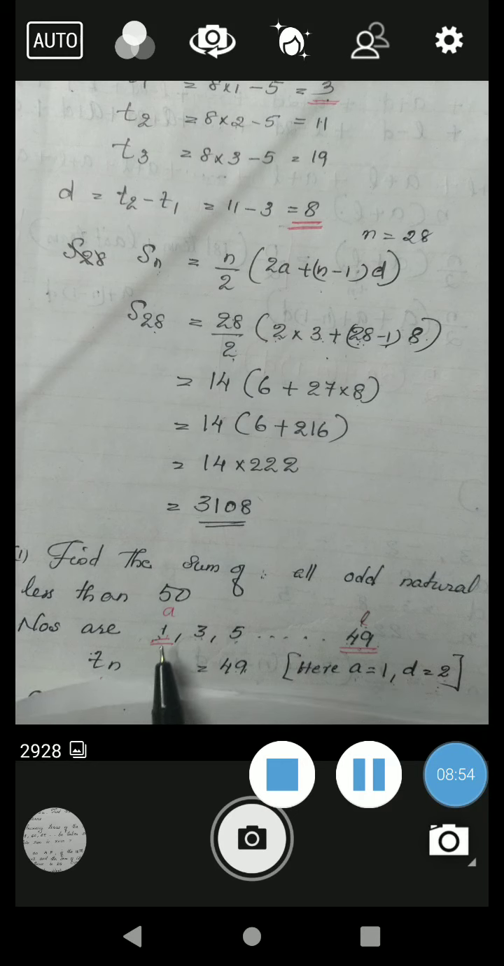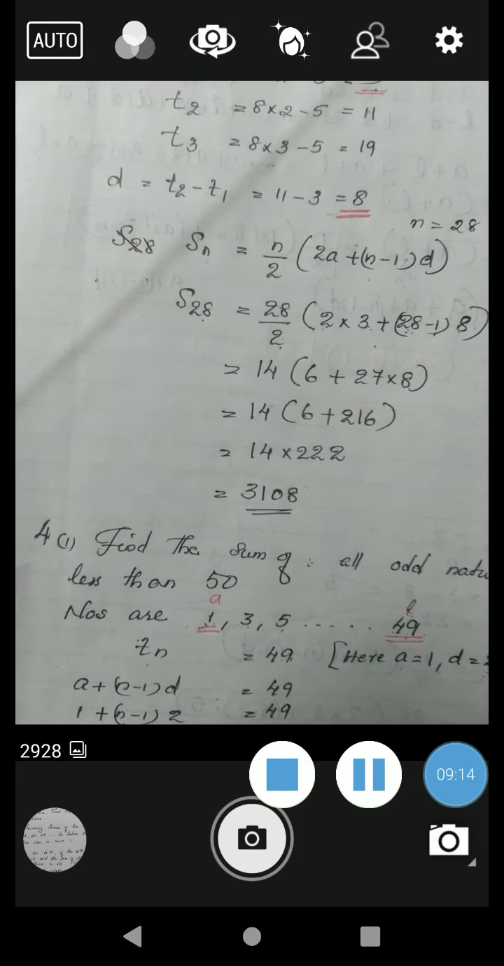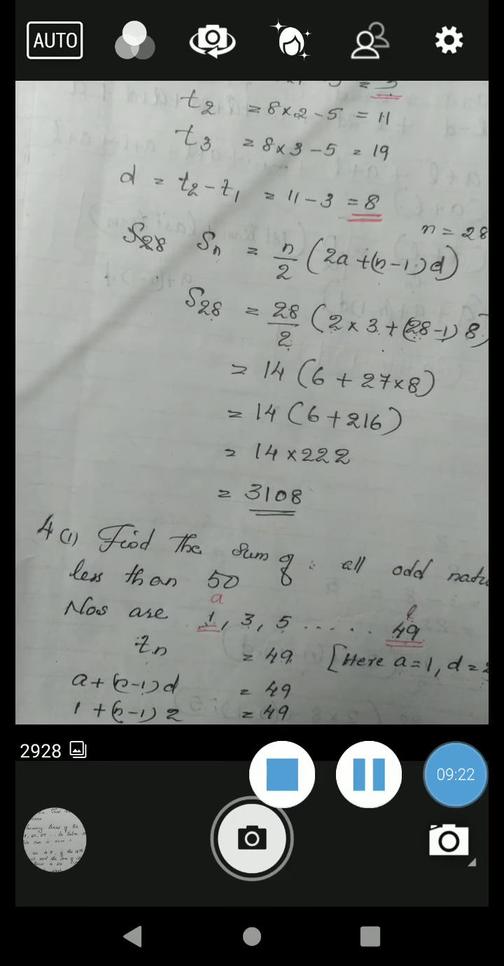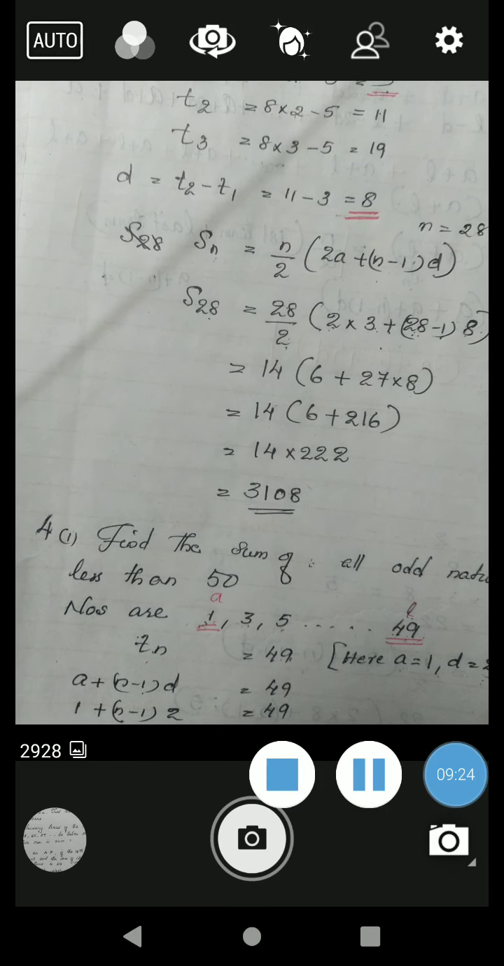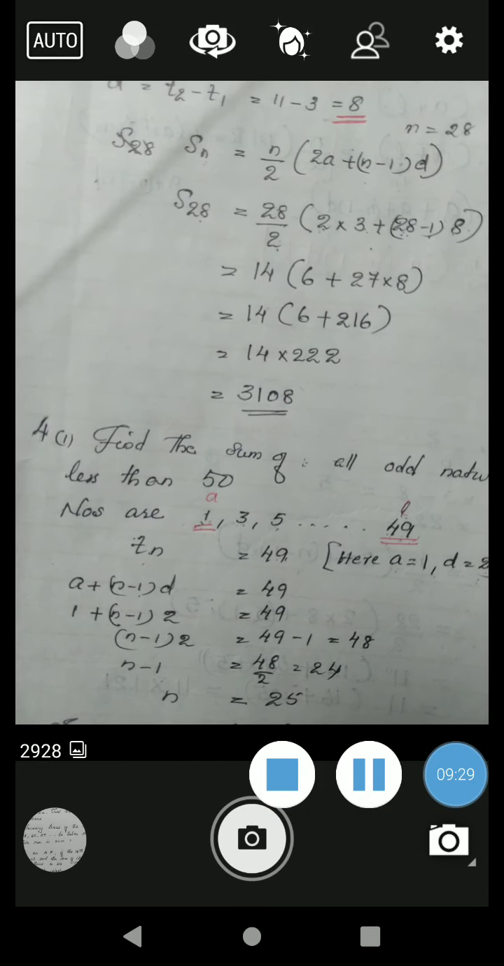Here it is very clear. A is equal to 1 and the last term we can express as Tn. Tn is equal to 49. Last term 49. And D is 2. Right? 3 minus 1, that is 2. Now we know Tn is equal to A plus n minus 1 into D. Substitute values. Then you will get the number of terms here. n is equal to 25.